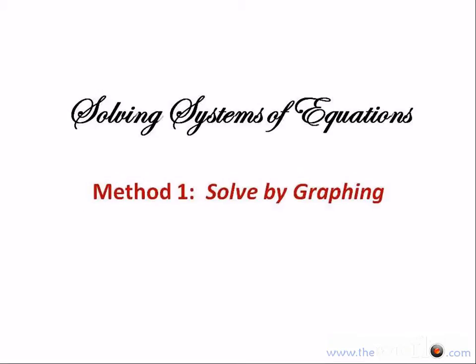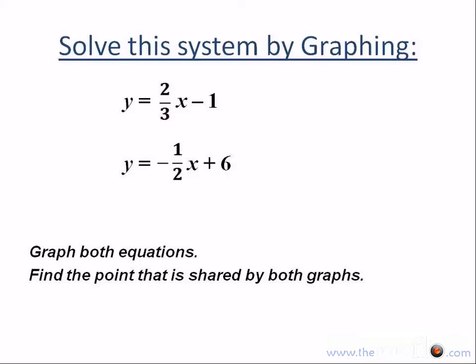In this tutorial, we will be solving systems of two linear equations. We will do this by graphing both equations on the same coordinate plane and then analyzing the graphs. Here is a system of two linear equations. We will graph both of these on the same coordinate plane.